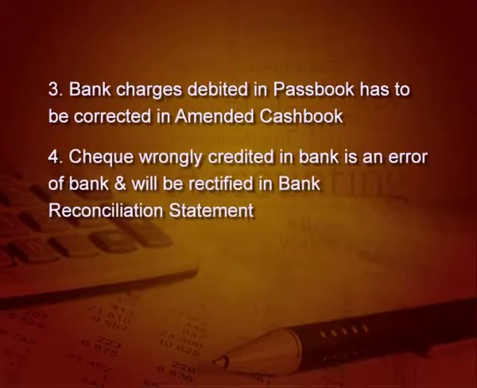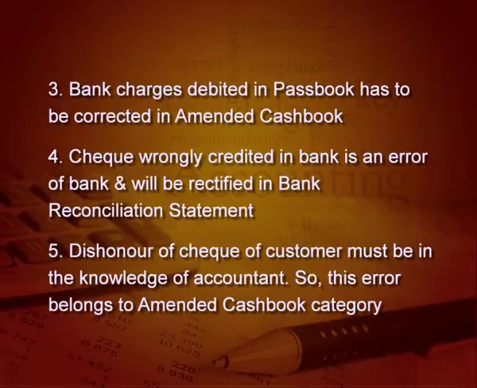Coming to point number 4, check wrongly credited in the bank is an error of the bank. So, it will be rectified in bank reconciliation statement, because I told you we are going to rectify accountant mistake in amended cash book and the remaining in bank reconciliation. So, let us see point number 5 also. Dishonor of a check of the customer must be in the knowledge of accountant. So, this error belongs to amended cash book category.